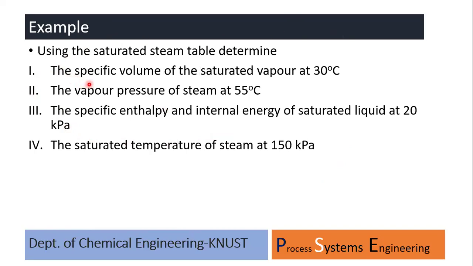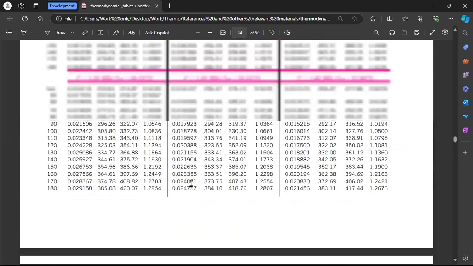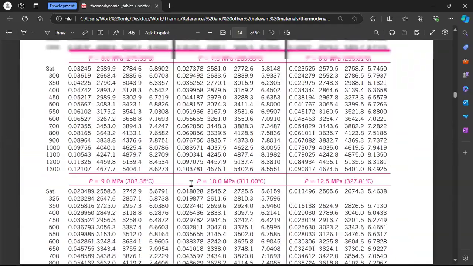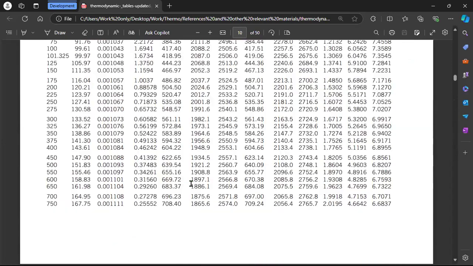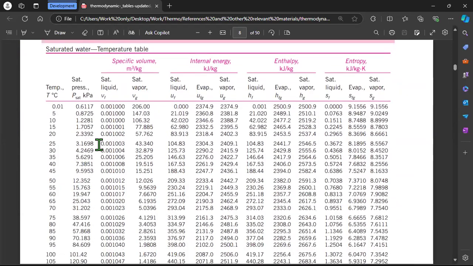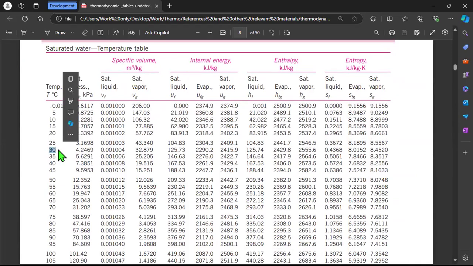So we can say maybe we want to find the specific volume of the saturated vapor at 30 degrees Celsius. So we'll try that one out, right? Let me change the screen. So a specific volume at 30 degrees Celsius. We'll go to the steam table, the one that is for steam. Okay, so that's what we have here. So this is for steam, so saturated water. So that's going to be the steam table. And now we're looking at 30 degrees Celsius. So this is 30 degrees Celsius here.